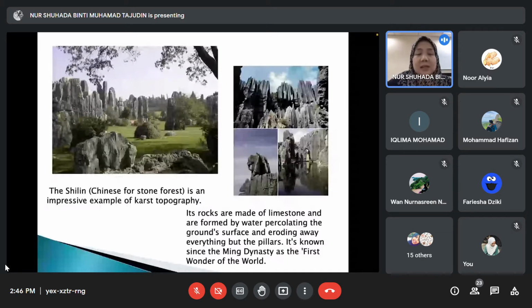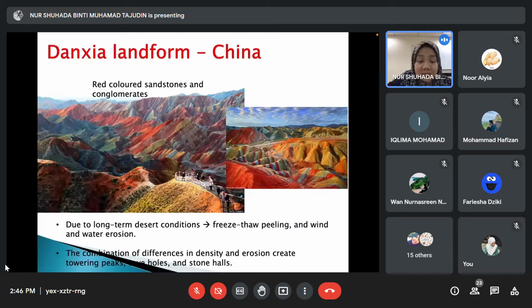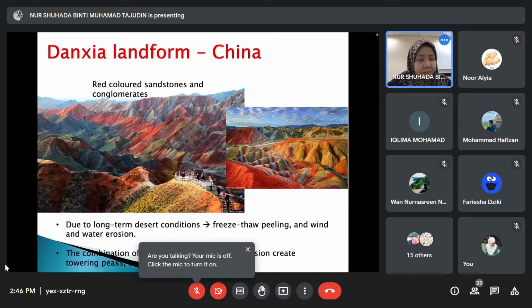This is one more example, which is in China. With this type of soil, obviously what you notice is the color of the soil. You can see a range of colors from whitish, grayish, and orange. So what actually happened?